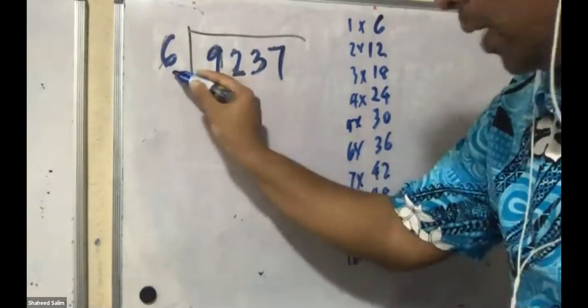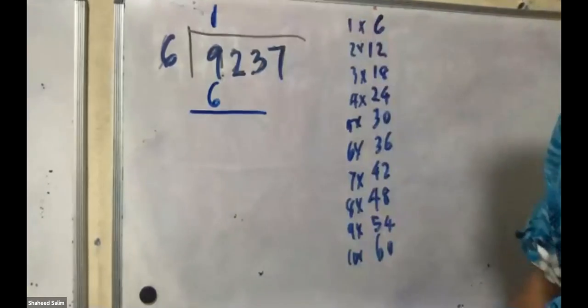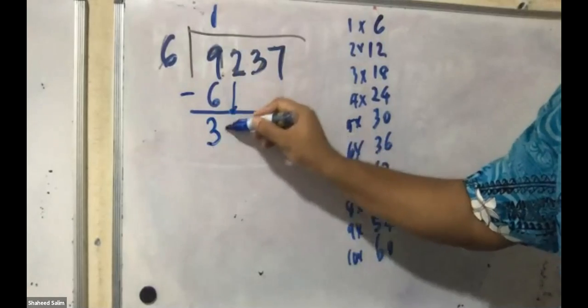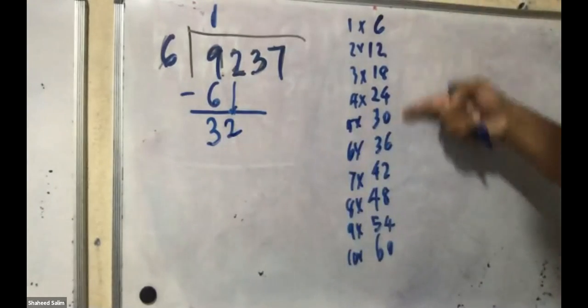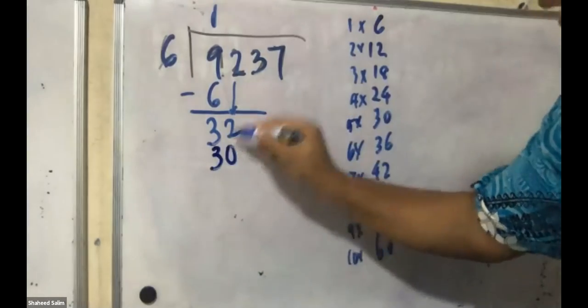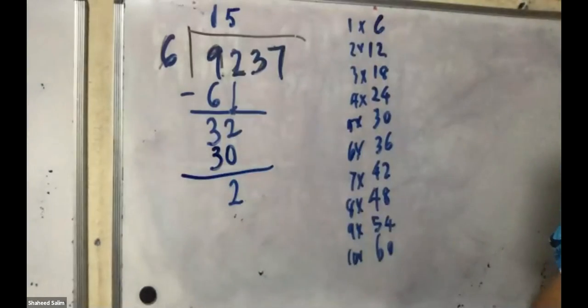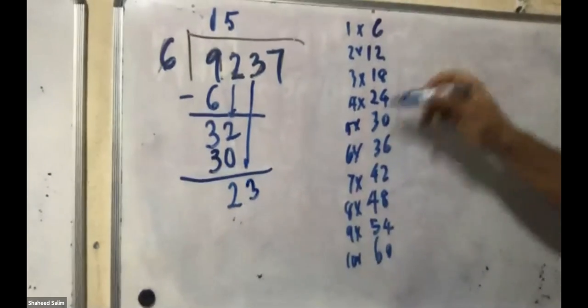So we go to the first one. Can you divide by 6? Yes, it can, right? So you get 1. You minus, you get 3. Bring down the 2, 32. So let's see, which one is nearest? 30 is nearest. 30 is 5. So put a 5 here. Minus, you get 2. Bring down the 3, 23.